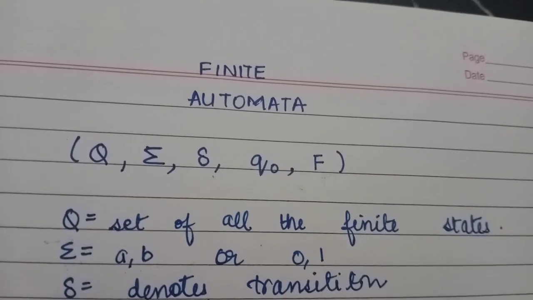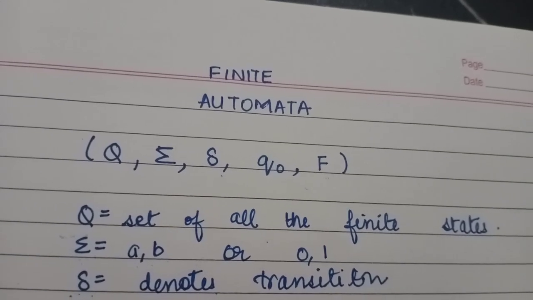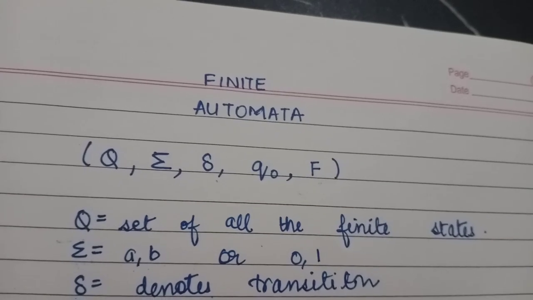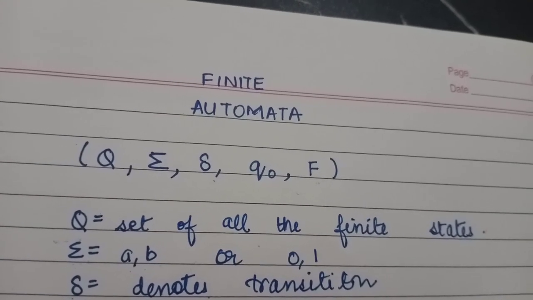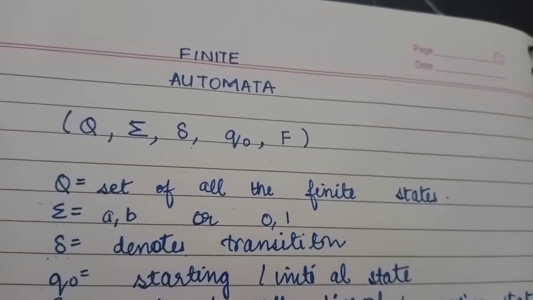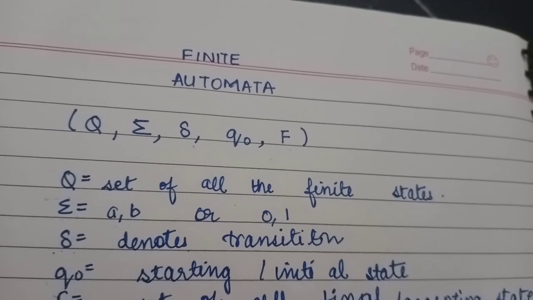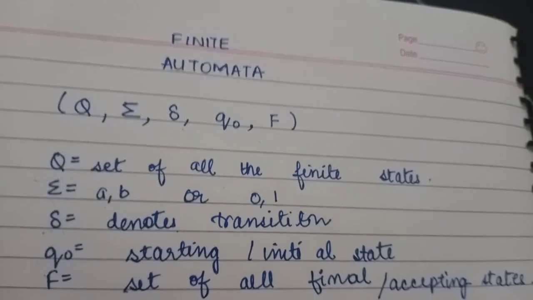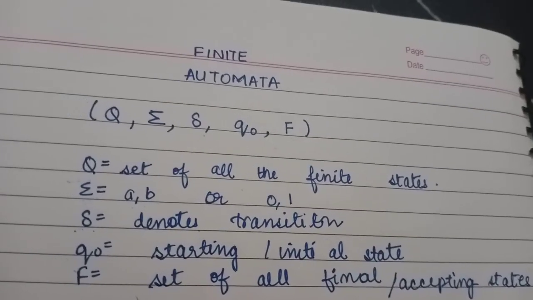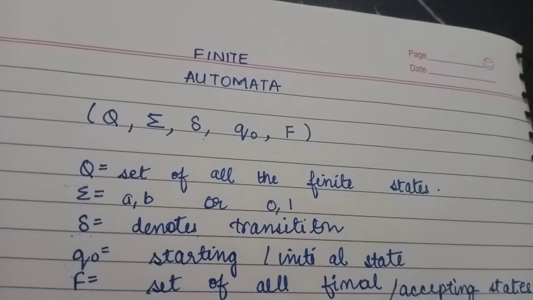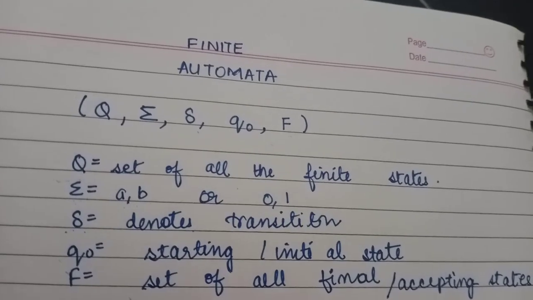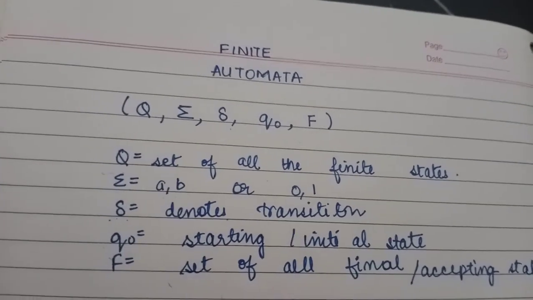Now delta. Any transition that is happening from an initial or the starting point to the final point is denoted by this delta, and it denotes nothing but transition. Q naught is nothing but the starting or the initial state where we are beginning the process from. And capital F is the set of all the final and accepting states, all the states that reach a certain final level where we get the output. All those states are contained in capital F.